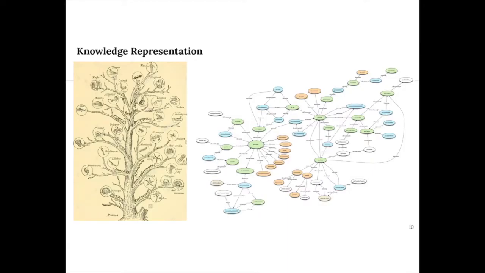Before we move on to the next topic, which is knowledge representation, I am showing here two very familiar structures of knowledge. The image on the left side is a tree representation of information, and the image on the right side is a graph representation of information.